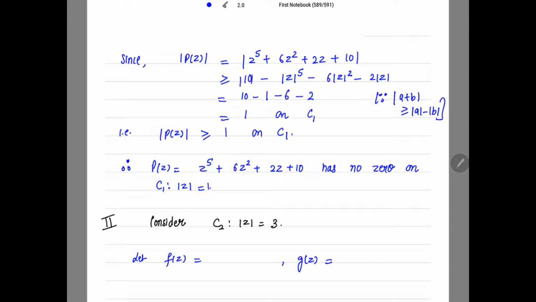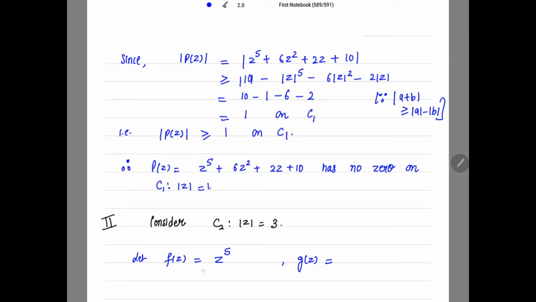Now consider the second circle. We have checked for the first circle. Now we are going to check Rouche's theorem for the second circle. What is our second circle? C2: mod z equal to 3. Now I have to prove that all the roots fall inside C2, right? And how many roots should fall inside C2? 5 roots should be there in C2. So I have to consider my fz to be equal to z to the power 5, because z to the power 5 is the polynomial having degree 5. So I can have 5 roots from this polynomial.